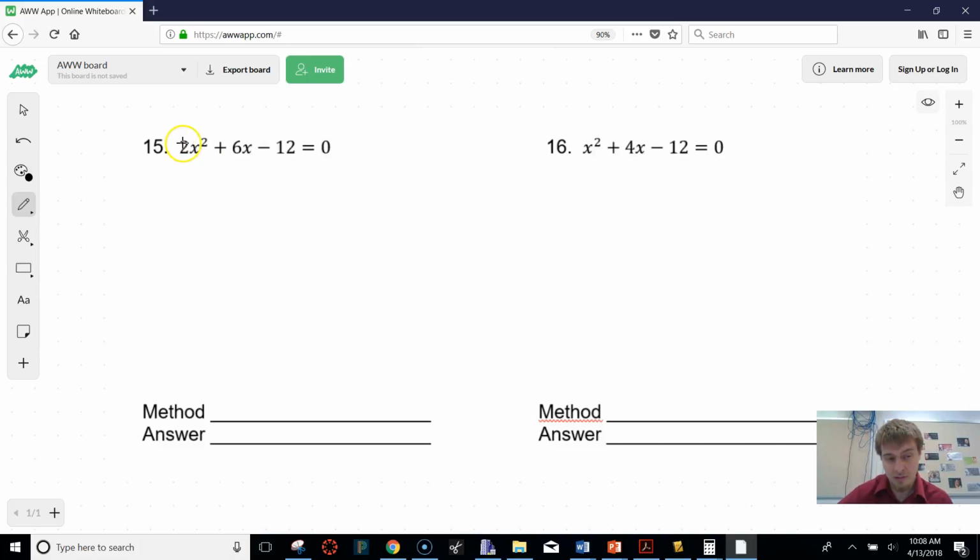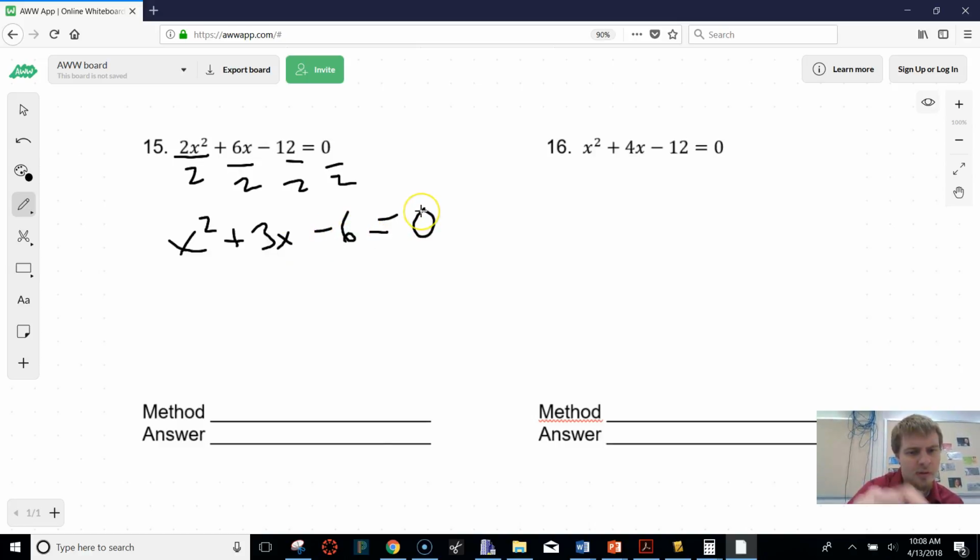And the reason why is, see how you have that 2 in front? Now before when I said you had a number for your x squared, just instantly go into quadratic formula mode. But this 2 is super nice because it divides everything. So let's just divide everything and see what we get. So we're going to divide everything by 2. And we're going to get x squared plus 3x minus 6 equals 0.